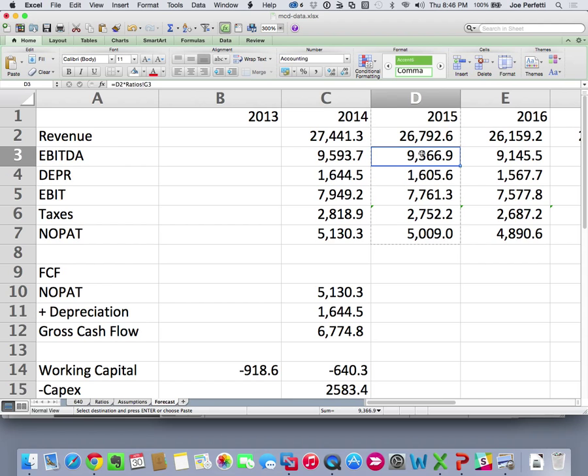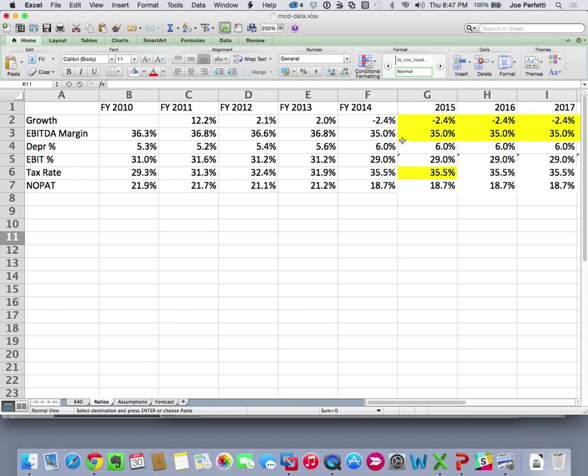So for 2015, I took the 2015 forecasted revenue and multiplied it by the 2015 EBITDA margin off the ratios. So we said 35%, so 35% of that number became the actual dollar amount. Does that make sense?